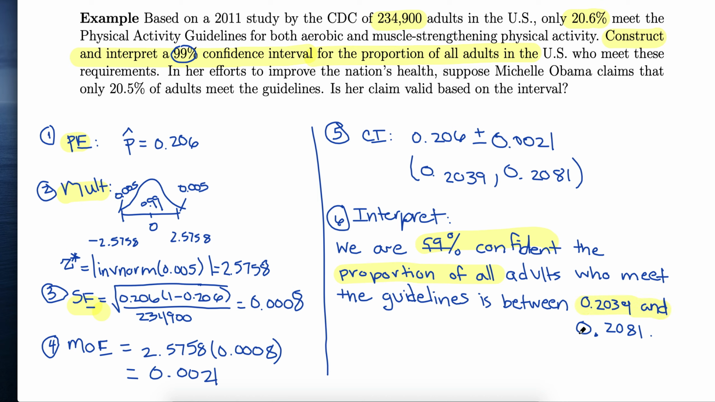Notice that's a really narrow interval compared to our previous two examples. If you stop and think about it for a minute, it's really narrow because we're adding and subtracting this really tiny margin of error. And this margin of error was really tiny because I had a really tiny standard error. The standard error was really tiny because I had a really large sample size.